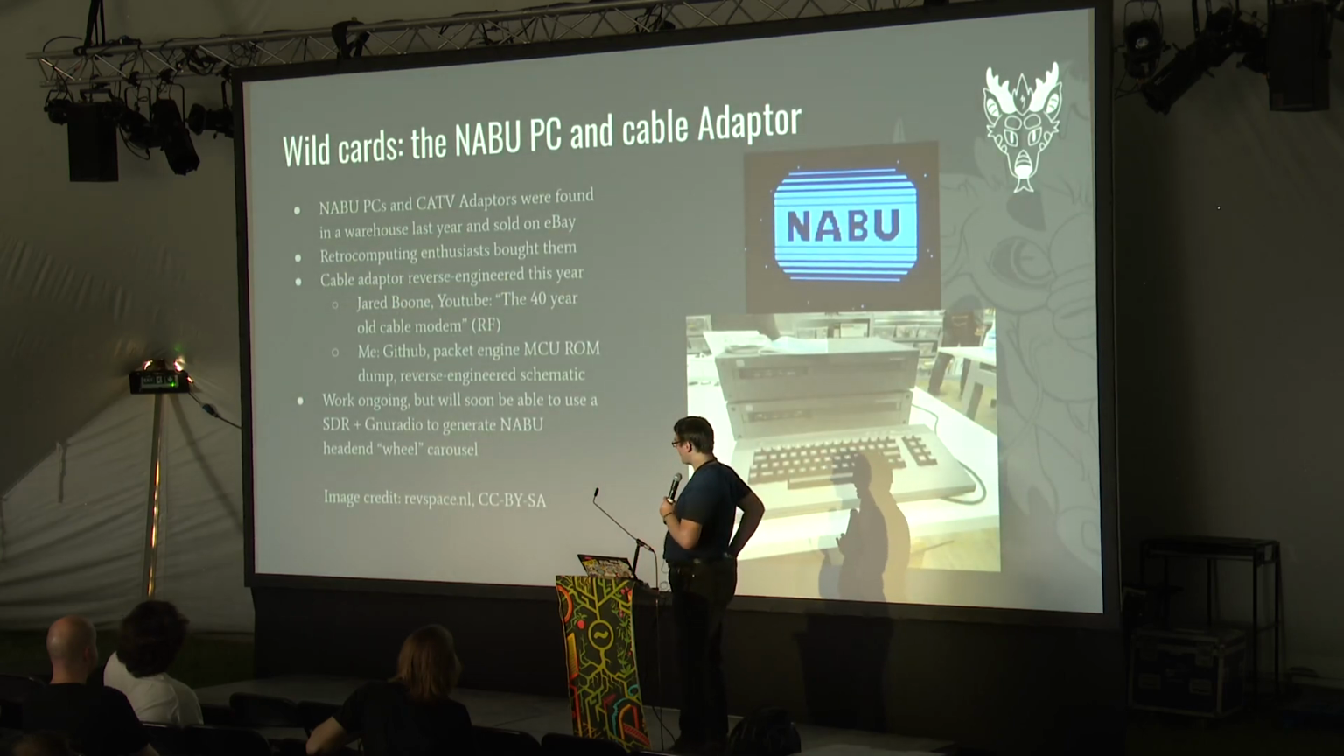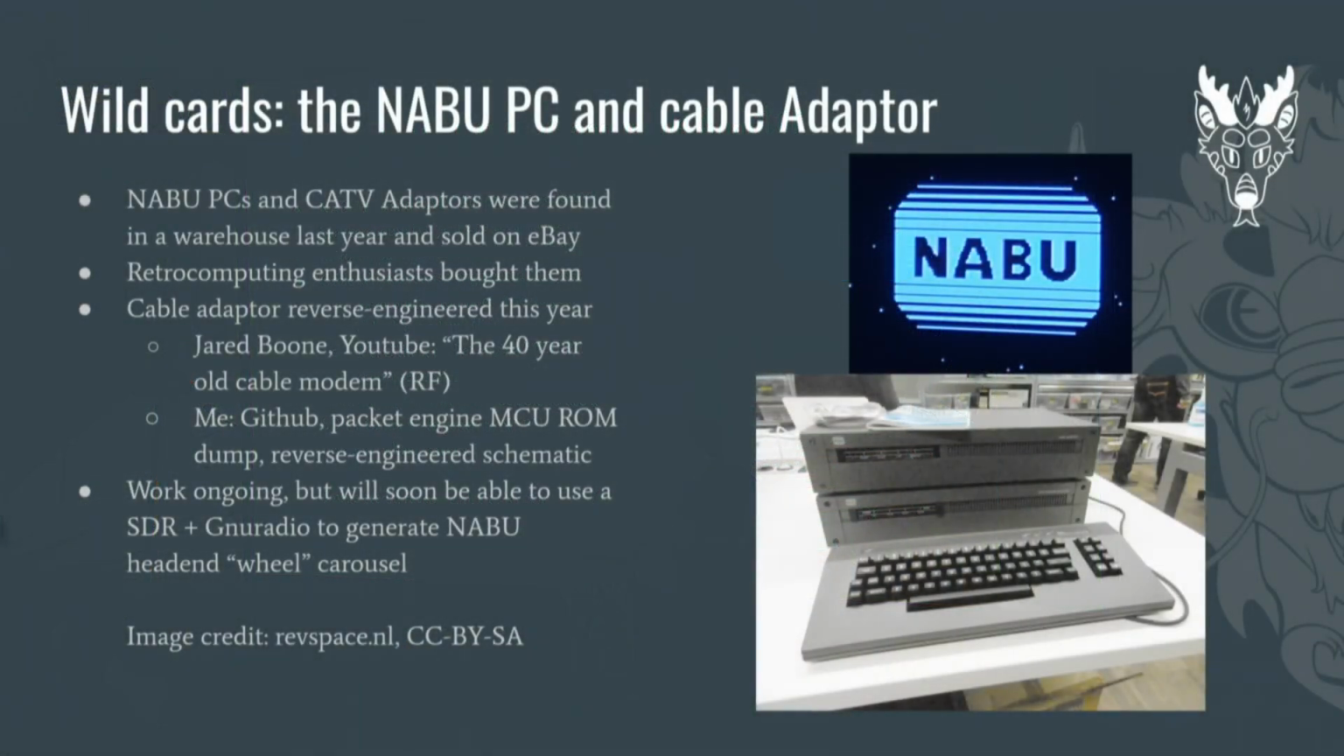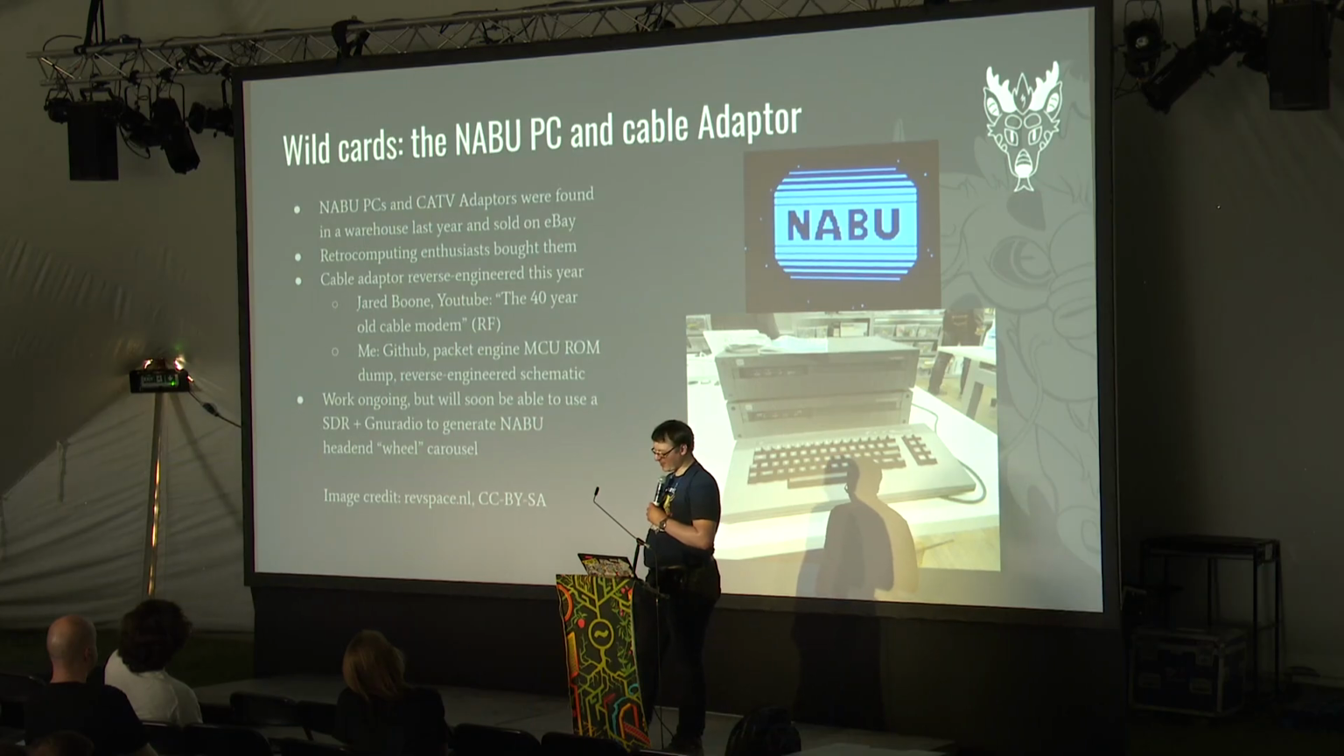One of the things I've been working on that's a little bit down the garden path is an old Canadian cable TV application that's a little bit interesting. It's kind of halfway between cable TV and a cable modem, and it's called the NABU PC. So the box on the top, I think, is the cable adapter, and that takes the cable TV signal and captures programs that are sent down the cable and sends them to that little PC on the bottom, which is a slightly modified MSX, so it's a Z80 processor.